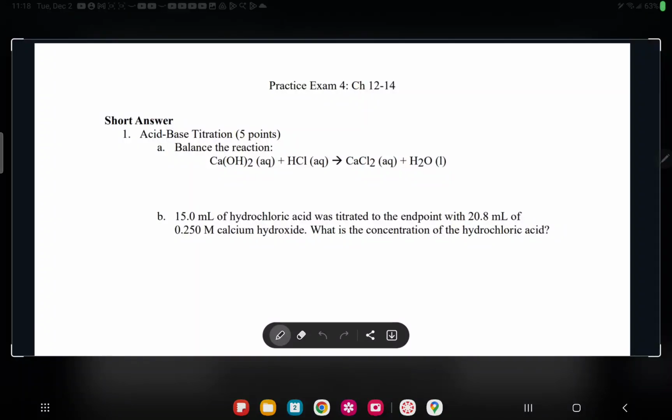We'll be working with acid-base titration, and the first part of this question is going to be balance the equation. So in this case, we have 2 hydrogens on the right, and we have 3 hydrogens on the left. So the easiest way is going to be putting a 2 in front of the hydrochloric acid. And we now have 4 hydrogens and 2 oxygens, so all we need is a 2 in front of the H2O, which will give us 4 hydrogens and 2 oxygens.